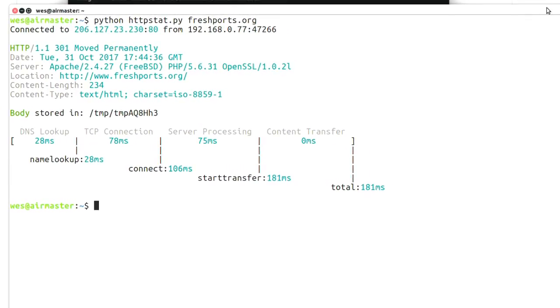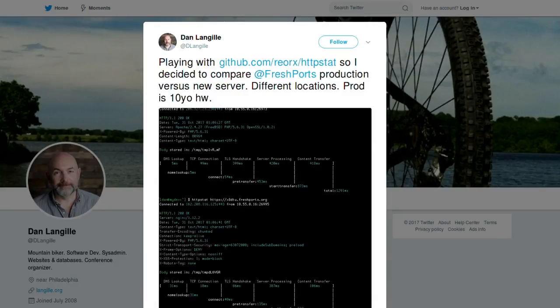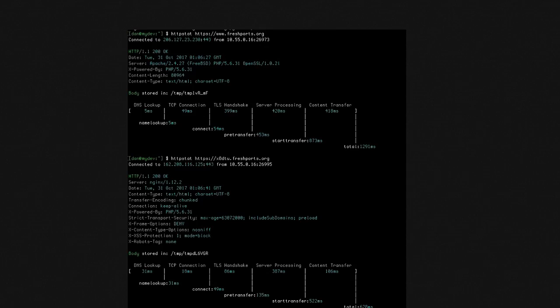In milliseconds, it doesn't look all that different. I can't see where the big gap is. Oh yeah, TCP connection takes a long time to look up. And the TLS handshake takes a long time as well. And the server processing time is pretty much identical: 420 milliseconds versus 387 milliseconds.